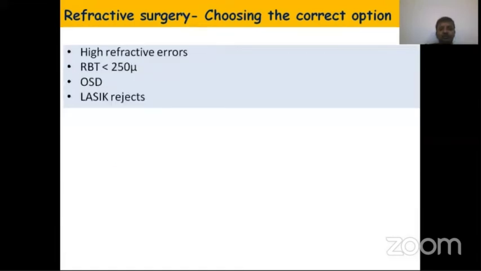And what about the cases which have high refractive errors and a residual thickness of only 250 microns, and there is some amount of ocular surface disease? Do we call them LASIK rejects? For them, the main option is phakic IOL.